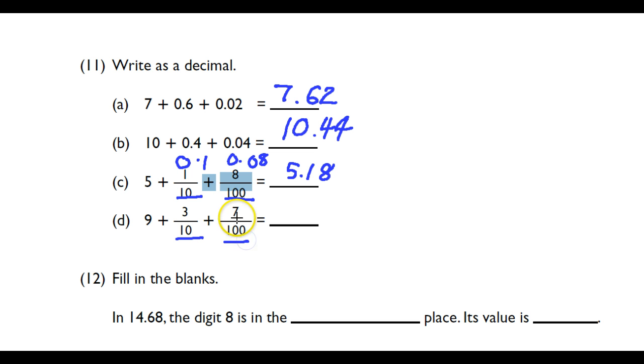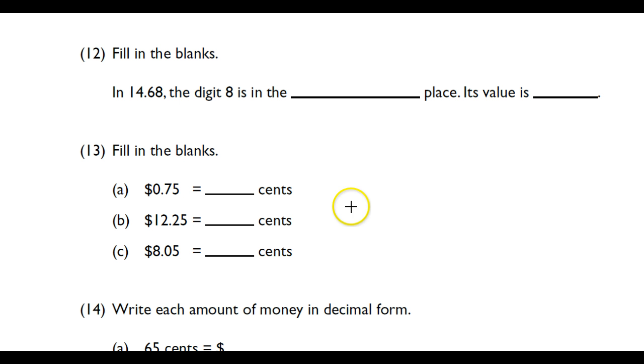Next, D, 9 plus 3 over 10 plus 7 over 100, the same thing. Look over here, convert to decimal, right? This is 0.3, and this one is 0.07. Add up, total is 9.37. Right, copy down for corrections. Let us continue with number 12.